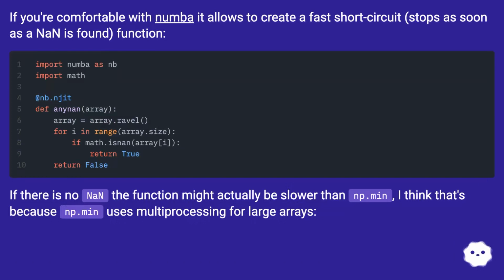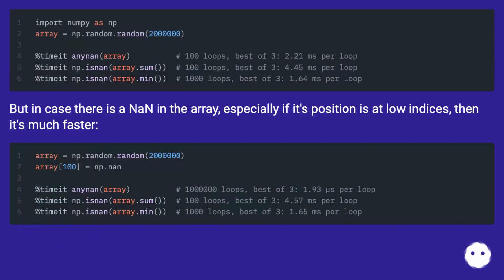If you're comfortable with NumPy, it allows you to create a fast short-circuit function that stops as soon as a NaN is found. If there is no NaN, the function might actually be slower than np.min. I think that's because np.min uses multiprocessing for large arrays. But in case there is a NaN in the array, especially if its position is at low indices, then it's much faster.